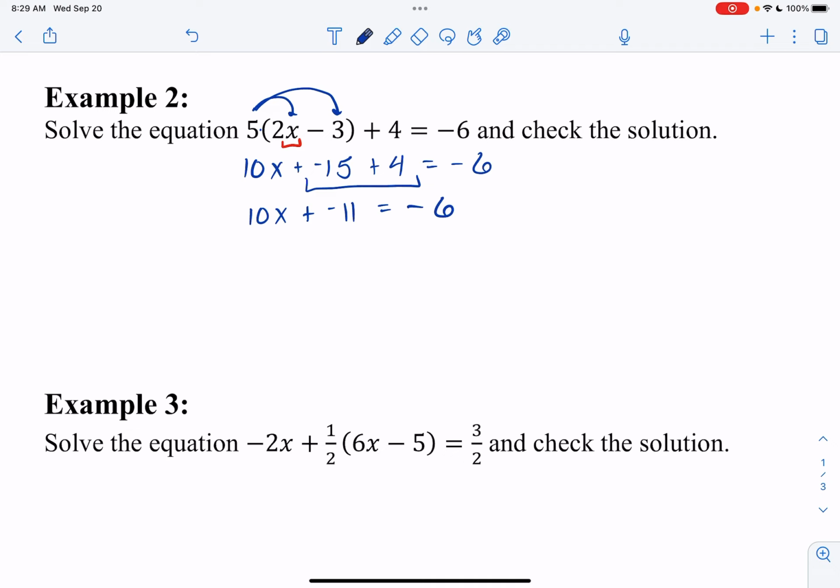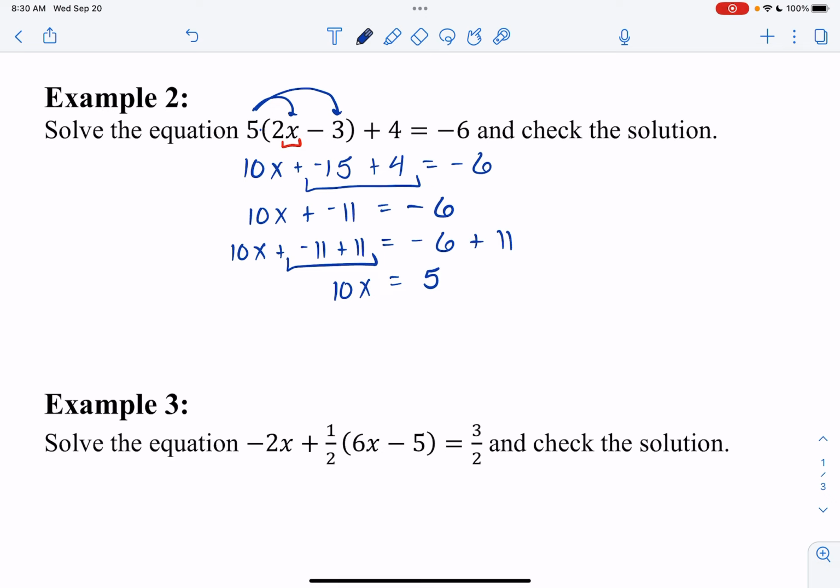Now we're going to do what we did in the last section, and we are going to undo. Again, in backwards order, I have to undo this add a negative 11 first. So I'm going to add a positive 11 to both sides. On this side, these two give me 0, so I'm just left with 10x plus 0, which is just 10x, equals negative 6 plus 11, which is 5.